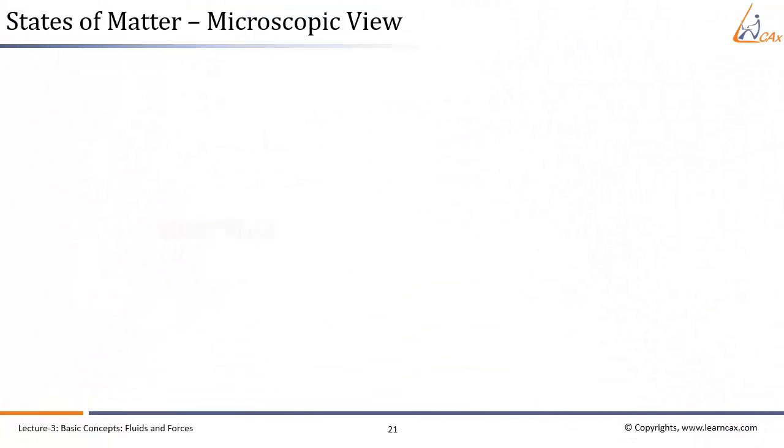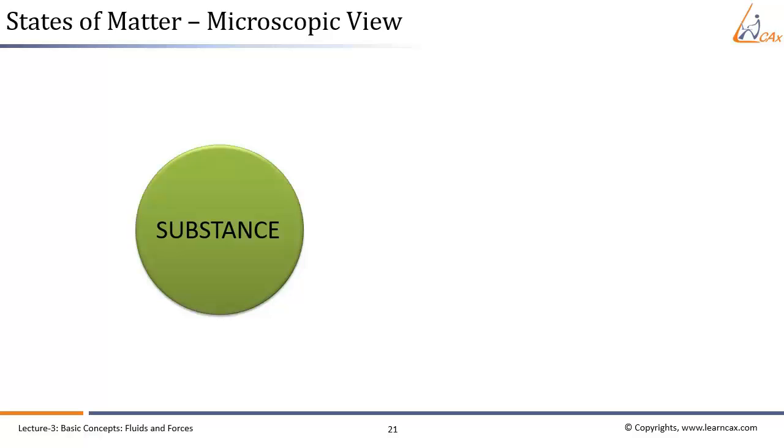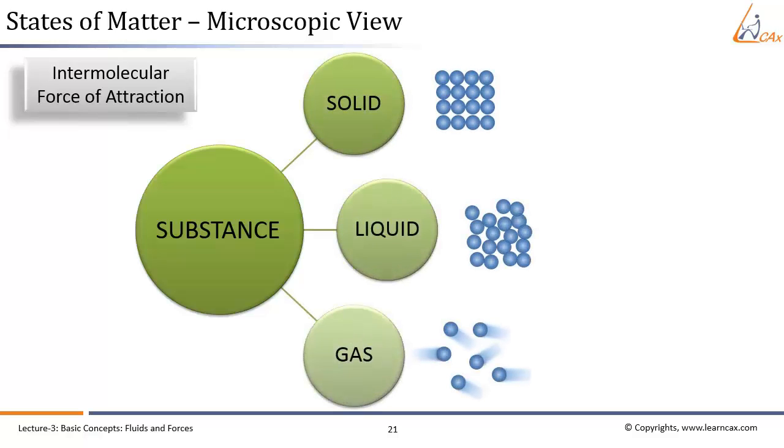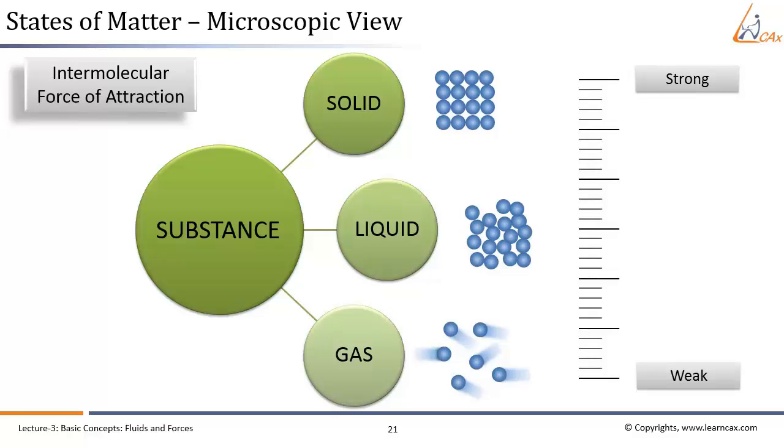Any substance is made up of molecules, and based on the strength of attractive forces between the molecules, they are referred to as solids, liquids, and gases. Intermolecular bonds are strongest in solids and weakest in gases. In liquids, the intermolecular forces are weaker relative to solids, but still strong compared with gas. But how do these intermolecular forces cause the fluids, that is liquids and gases, to behave viscous?